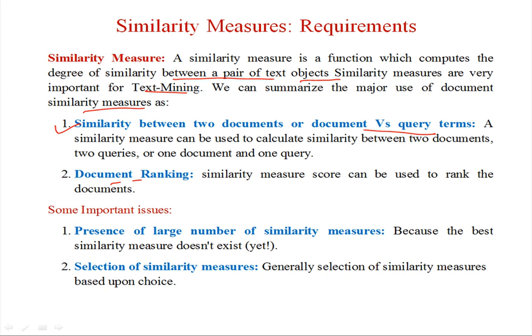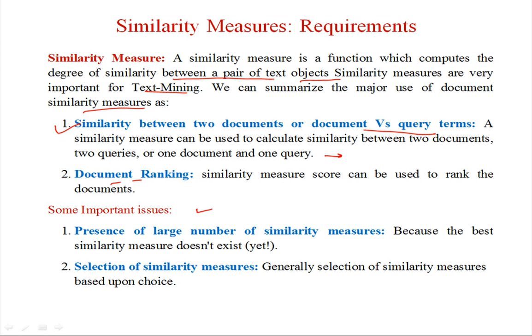The similarity measure can be used to calculate the similarity between two documents, two queries, or a document and a query. We can use the similarity measure to categorize the documents. Generally, some similarity measures are used in clustering. Some similarity measures are used in organizing the documents. Document ranking: the similarity measure score can be used to rank the documents with respect to any query term. Basically used with cosine similarity measures and Jaccard and dice coefficients also.